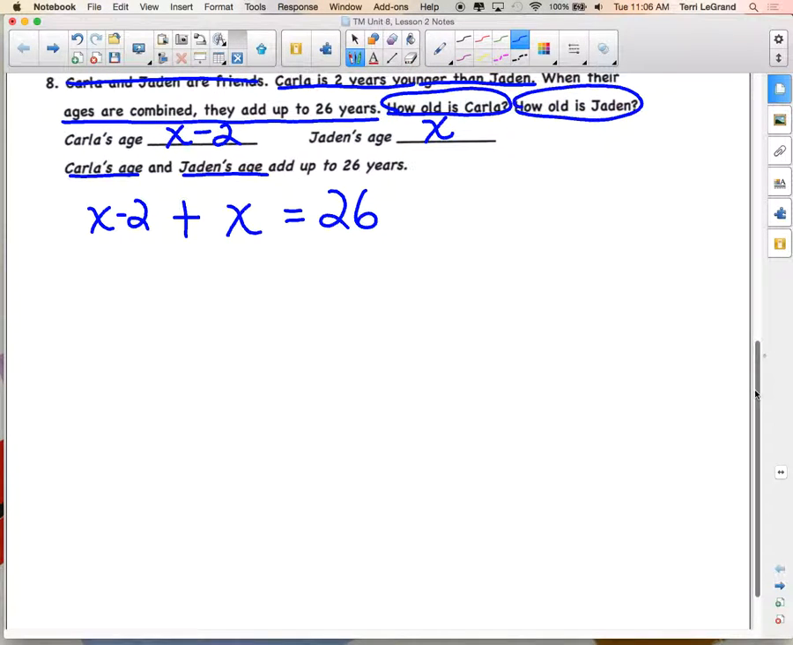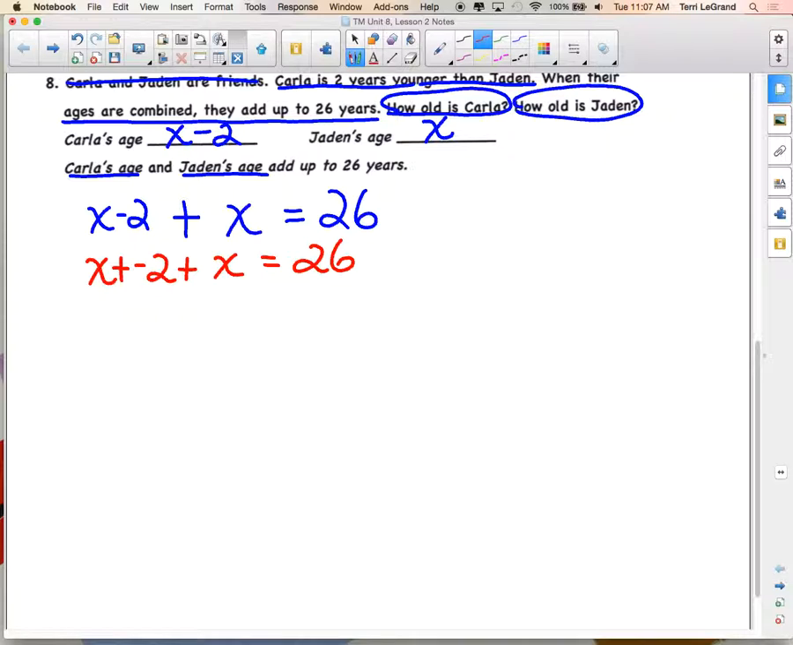Now we're going to solve it. But before we solve it, the first question we always ask is, is there anything I can do to get it ready to solve? Well, first of all, there's subtraction in this, so what do we do? Add the opposite. So we're going to first of all change this to x plus a negative 2 plus an x equals 26. Is there anything else we should do before we solve? Is there anything else we can do on that long side, on that left side? What do you think we could do?